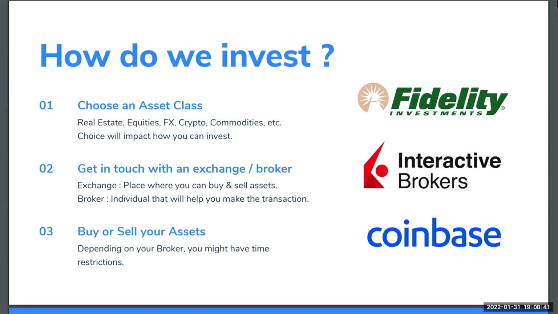So once you decided, okay, I want to invest in this or in that, you have to get in touch with an exchange or a broker. So basically an exchange is a place where you can buy and sell your assets. For stocks, you have Interactive Brokers, Fidelity. For cryptocurrencies, you have things like Coinbase, Binance, FTX, all of that. And then once you have all of that, you have all the tools, you buy and sell your assets.